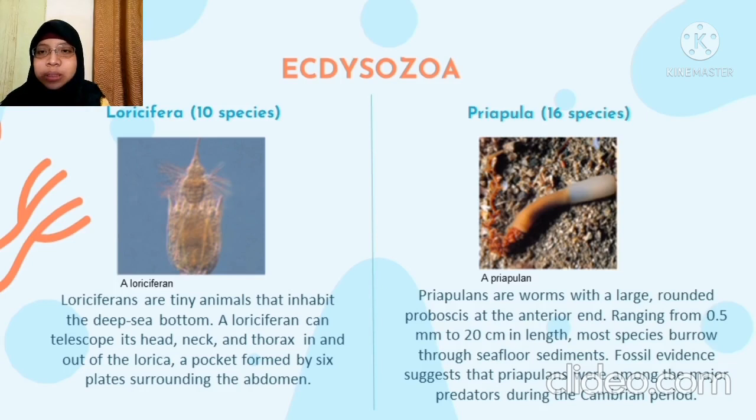2. Priapula. Priapula have 16 species. Priapulans are worms with a large, rounded proboscis at the anterior end, ranging from 0.5 mm to 20 cm in length. Most species burrow through seafloor sediments. Fossil evidence suggests that priapulans were among the major predators during the Cambrian period.